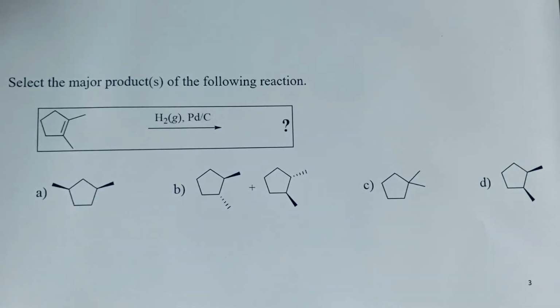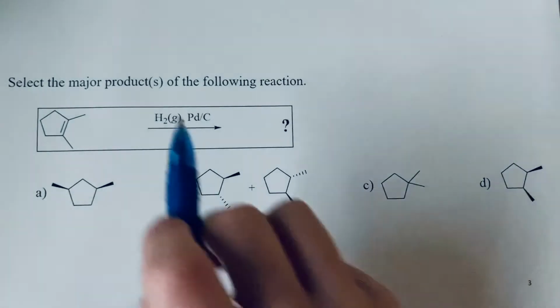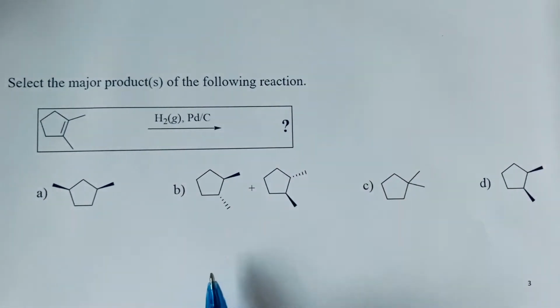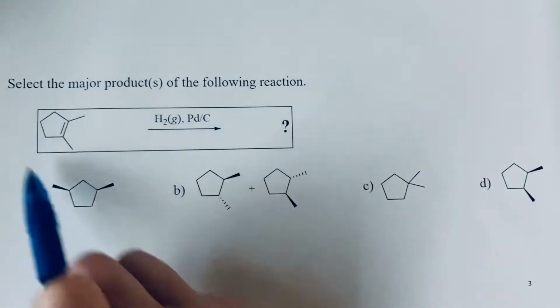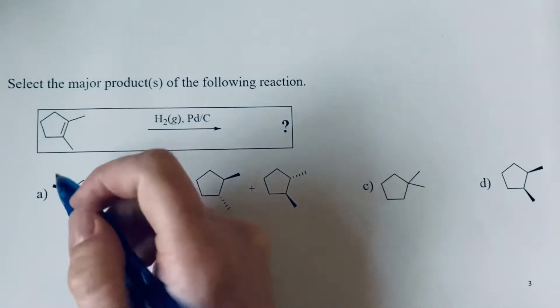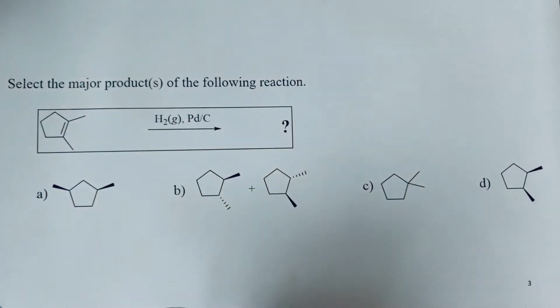Select the major products of the following reaction. So whenever we're asked to select the major products of a reaction, we need to break down what we have. We're always going to look at what our reactant is, and we're always going to identify it by the functional groups that it contains.